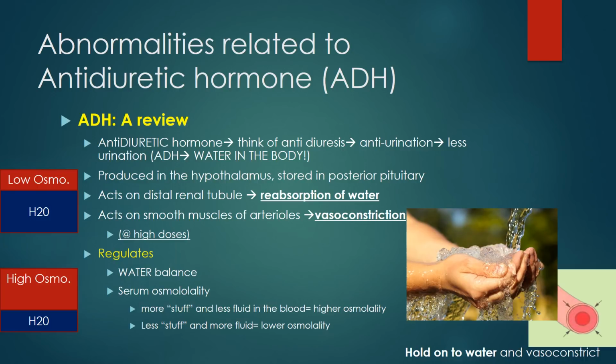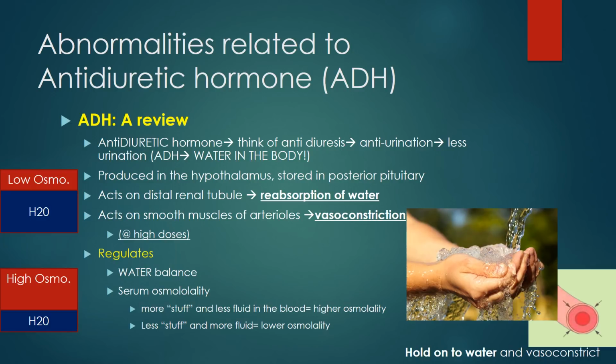Remember, serum means blood. So look at those two red and blue boxes off to the side of your slide here. Now in the top box, we have lots of water and not as much stuff, that red box. The patient would have a high or low serum osmolality? Take a minute to think about it. So this would be low because there is more water than stuff in the blood. Now looking at the box below, we now have less water in the blood and more stuff. So more stuff means higher osmolality.